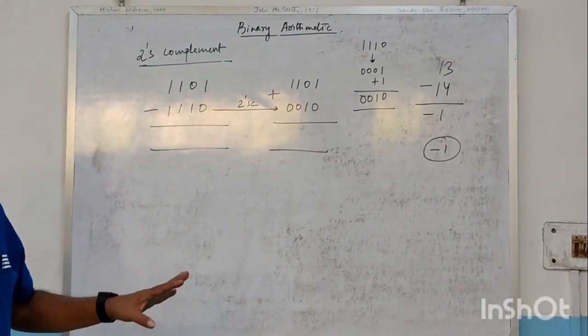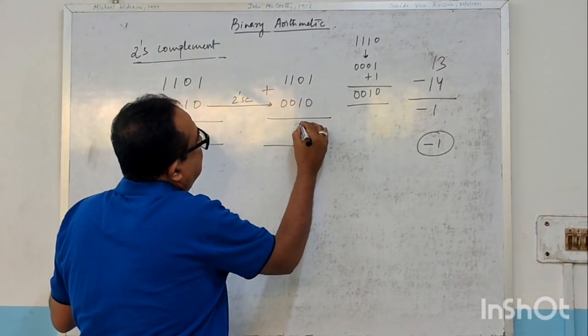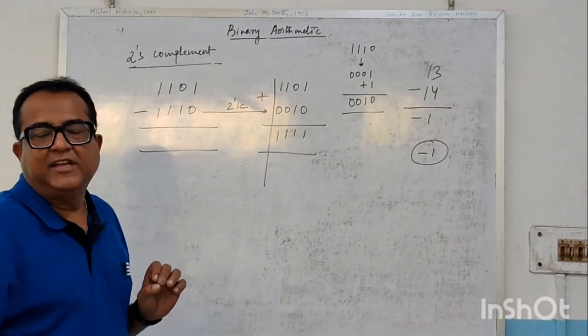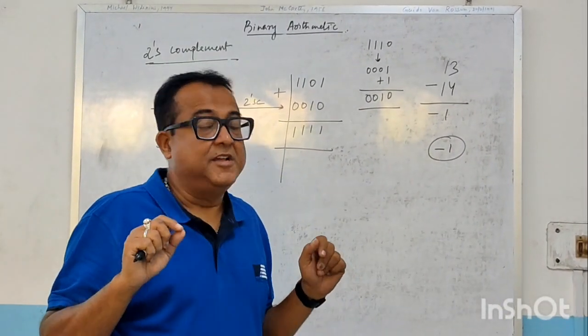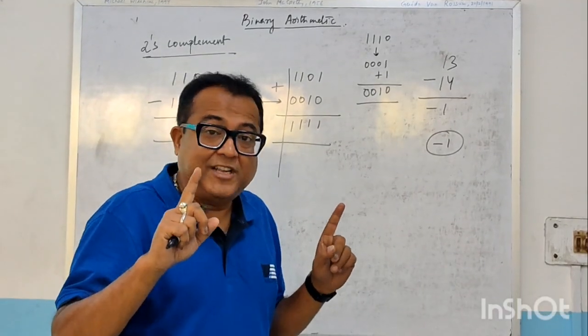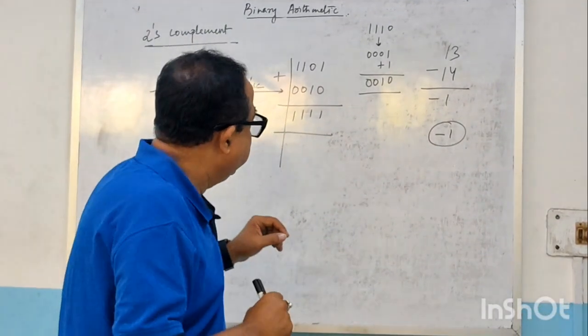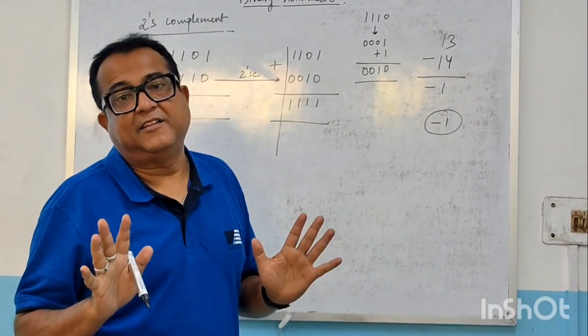Okay, so second step is addition. So you add 1 1 1 1. Now there is no extra bit. Okay, there is no extra bit. Now don't get confused with the first one, one's complement wala. Okay. Now if there is no extra bit, means the answer is negative.